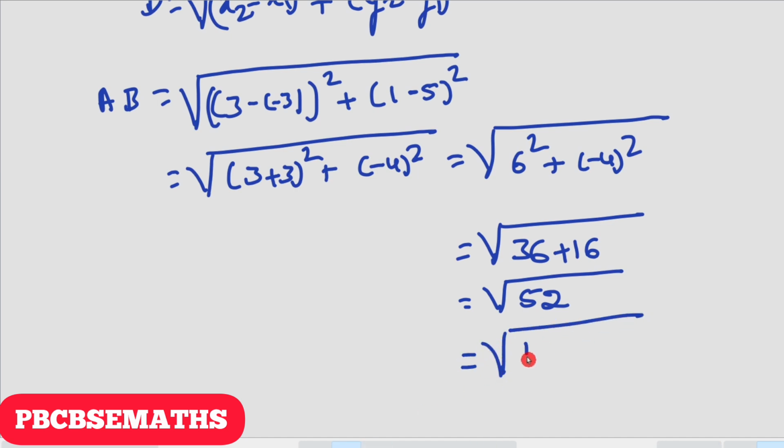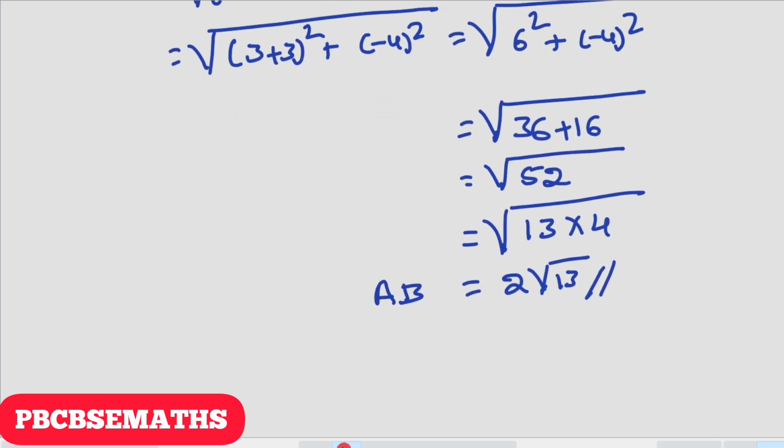We can simplify this square root of 52, which gives us square root of 13 into 4. We have the square root of 4, which is 2, so we can write the value of AB as 2 root 13. So the value of AB is 2 root 13. Now let's find the distance between the points B and C.